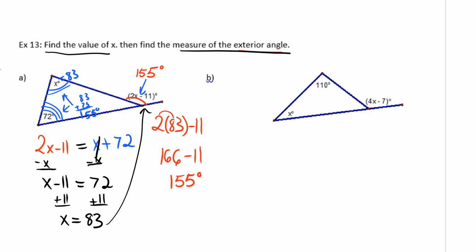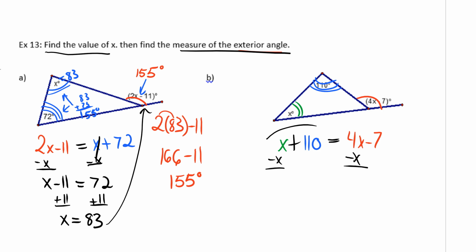Okay, let's check out letter B here. We're going to do the same thing. The exterior angle must equal the sum of its two non-adjacent interiors. So we have to add x plus 110 is going to equal our exterior angle, 4x minus 7. Do the same thing. Get your x's together. So subtract x from both sides. And again, we added our two interior angles to equal our exterior angle.